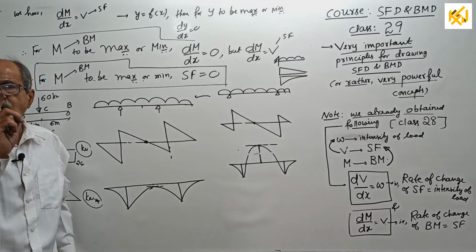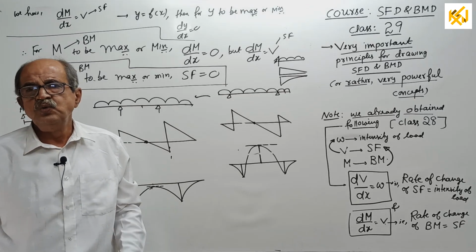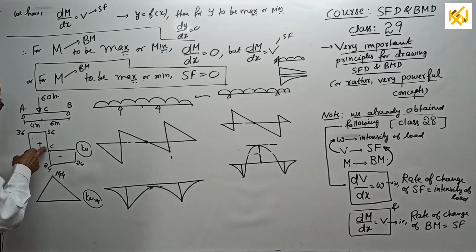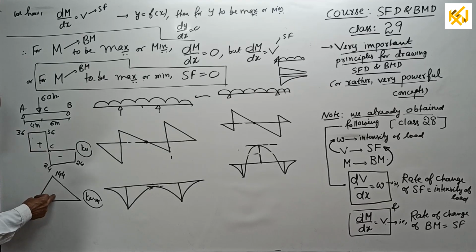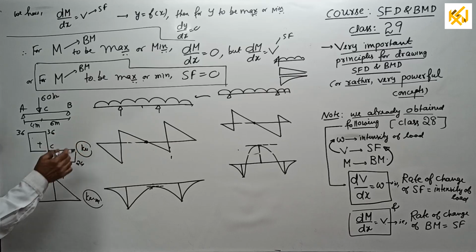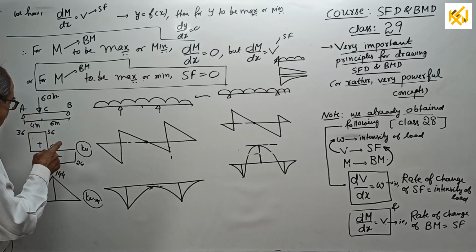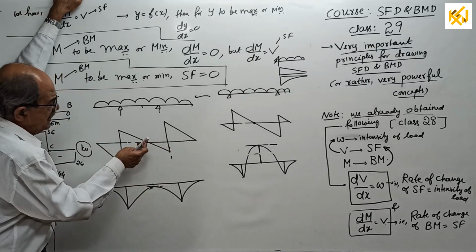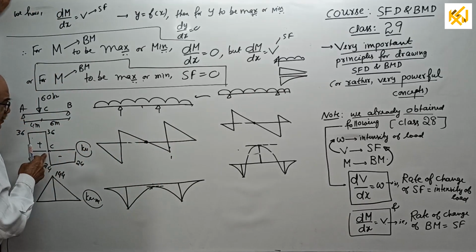Now, a powerful concept for those who want to think. The bending moment is maximum, 144. See, the principle I told is that where shear force is 0, the moment is maximum. But here, is the shear force 0? If the shear force diagram comes this way, you can tell it is 0 here, correct. Here it is not 0.